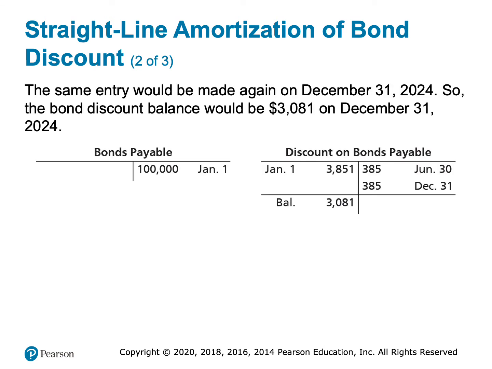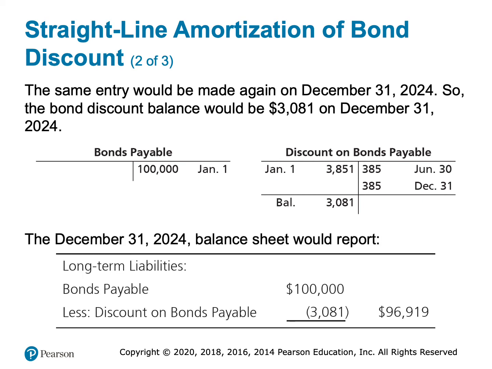So again, here's just looking at the T accounts after the first two entries. We can see that slowly that discount is getting smaller and smaller, which if we were to look at the balance sheet, the carrying value would be getting larger and larger. So here we see the carrying value is now not 96 that we saw earlier, it's now 96,919. So it's slowly going to get larger and larger and larger so that at maturity, the discount will be zero and the carrying value will be 100,000.